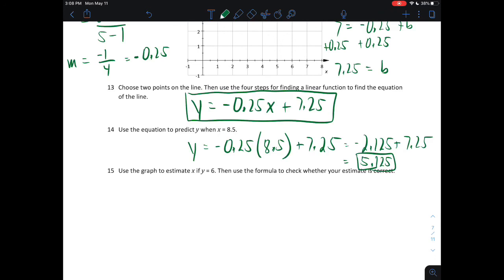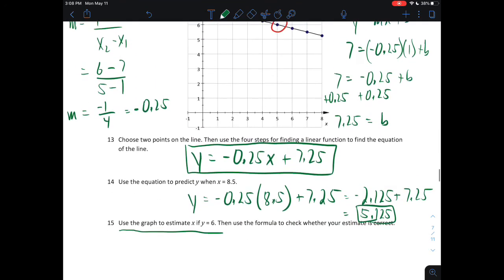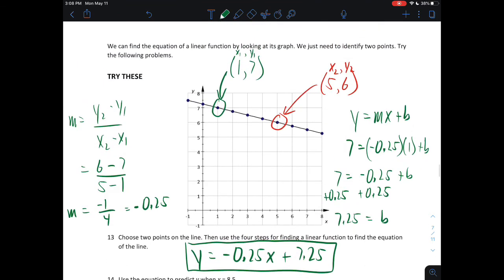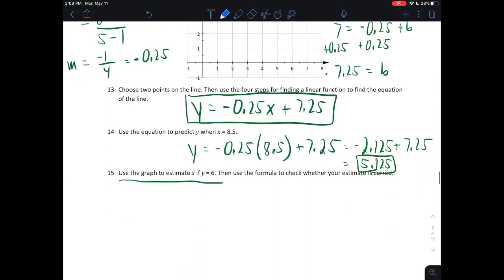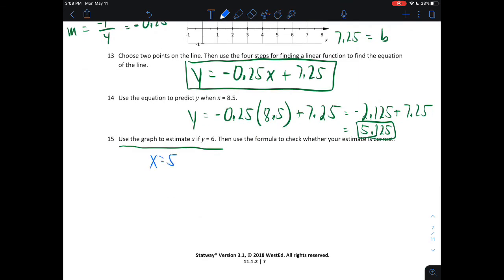And number 15, use the graph to estimate x if y is equal to 6. All right, so first they say use the graph to do that. So I'm going to go up to my graph. Y is equal to 6. So when I find y equal to 6, I can circle that on the y-axis and then follow that over to my graph. Well, it looks like I can estimate this pretty well. It's when x is equal to 5. We already knew that. Then use the formula to check whether your estimate is correct.